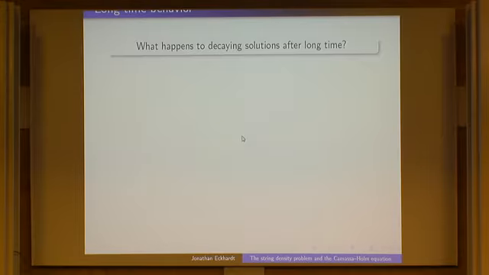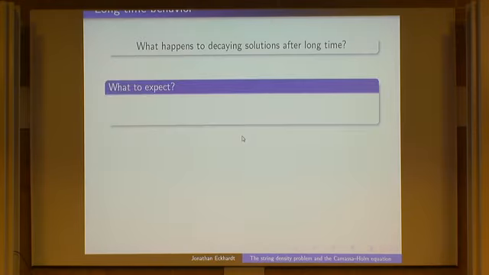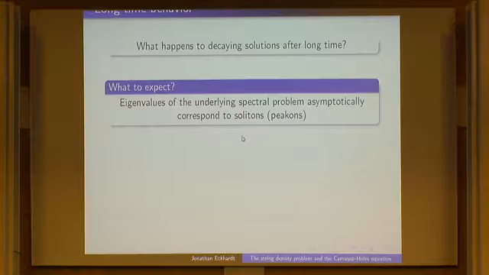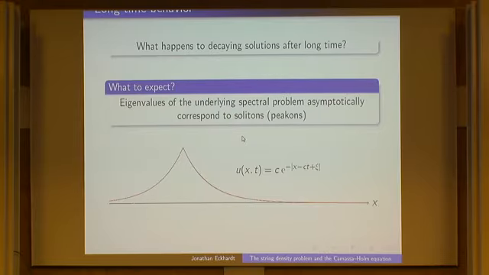And maybe I'll end with some results, which I can show with some pictures, and which can't actually be answered by other methods at the moment than these inverse spectral theory methods. It's the question of what happens to solutions after a long time. What you usually expect is that the eigenvalues of the underlying spectral problem correspond in the long time limit to soliton solutions. So in our case, it will be peakon solutions, solutions of this form.